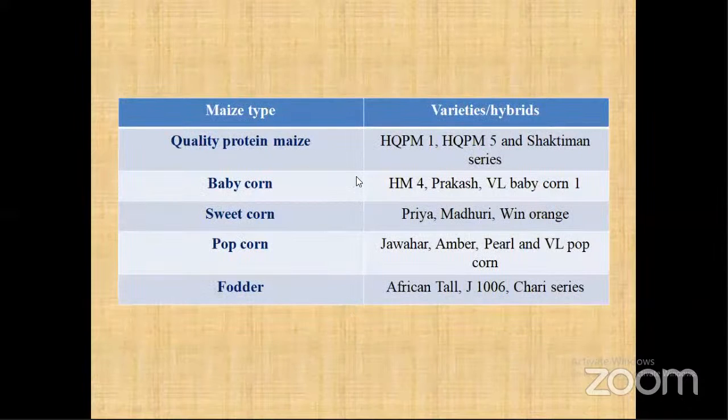In this table, you can see maize types and the different varieties and hybrids. First one is quality protein maize: HQPM1, HQPM5, and all the Shaktiman series belong to quality protein maize. Next one is baby corn. Baby corn varieties are HM4, Prakash, VL Baby Corn 1. Priya, Madhuri, Win Orange are all varieties of sweet corn. Jawahar, Amber Pearl, and VL Popcorn are varieties of popcorn. And African Tall, J1006, Chari series all belong to fodder maize.